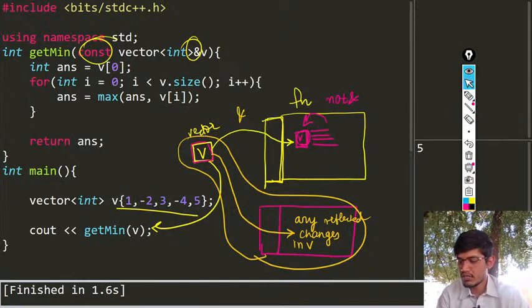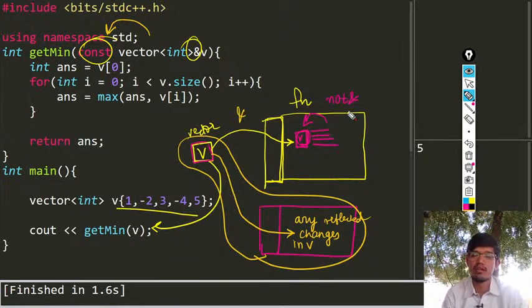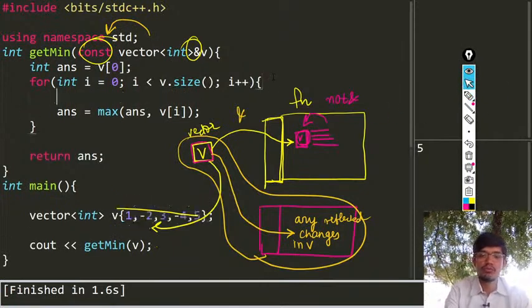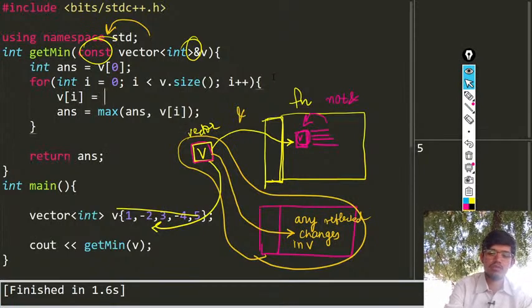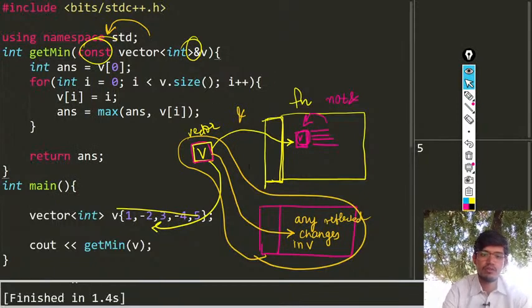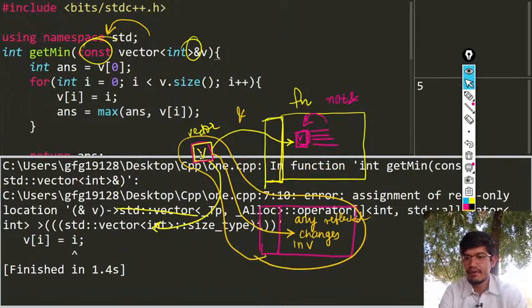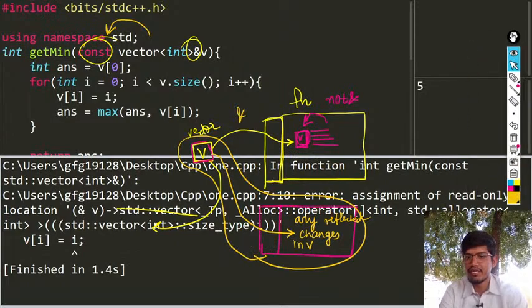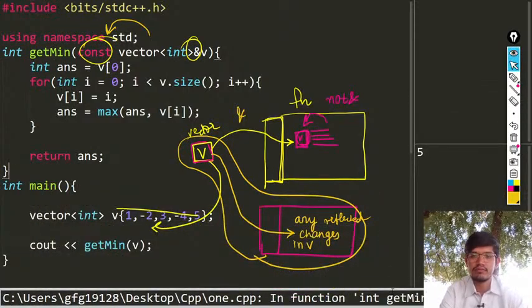And talking about the constant, you can see we have constant here. So constant makes sure that we are not editing anything. What I mean to say is, suppose now we have v of i, and I am putting v of i equals i. Now when I try to run this code, you can see we'll be getting an error, because we cannot assign anything to the value, because we have constant there.